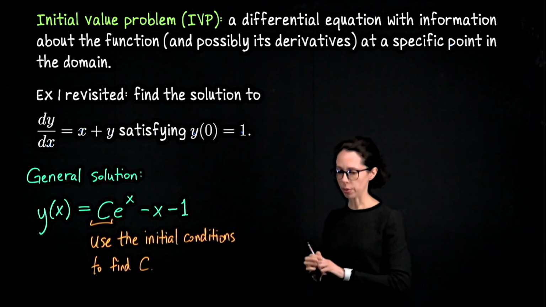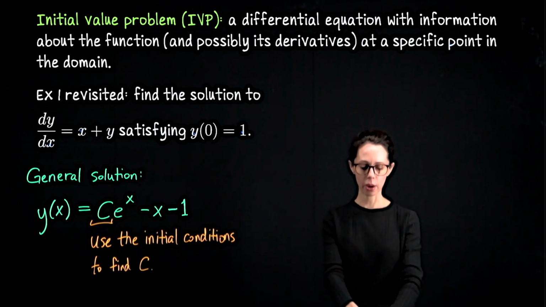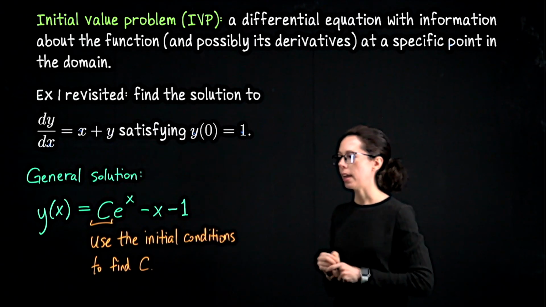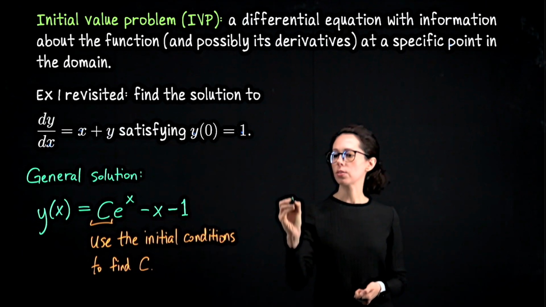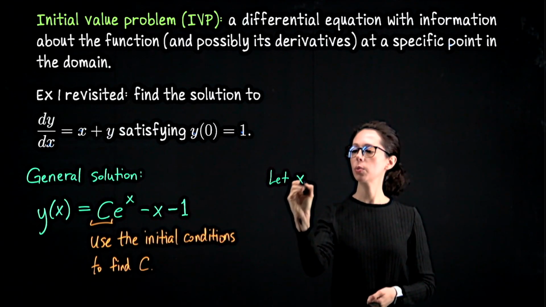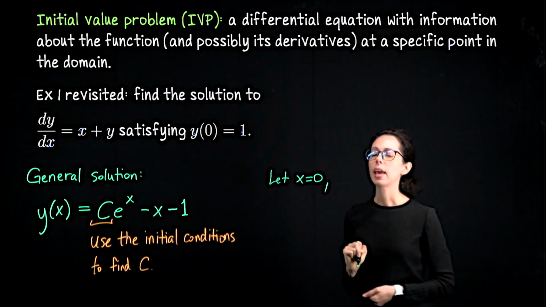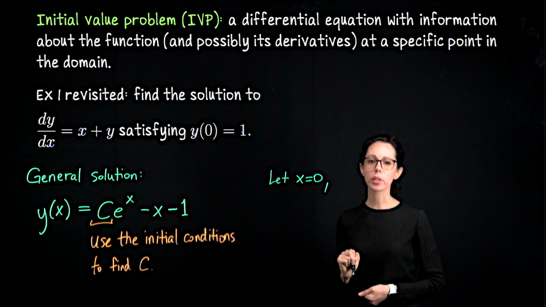So here's what we do: we take our general solution, and now everywhere I have x, I'm going to put in 0. So let x equal 0, and then everywhere I have y, I'm going to put in 1.